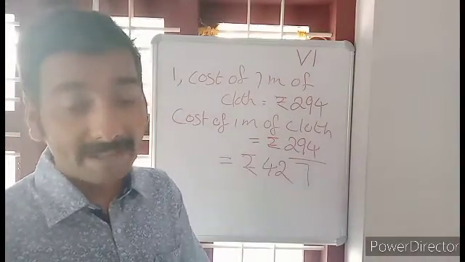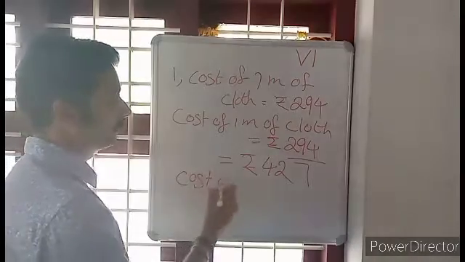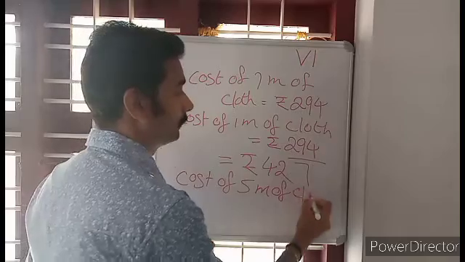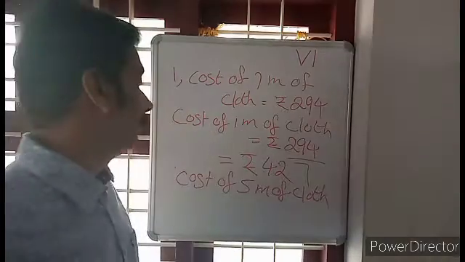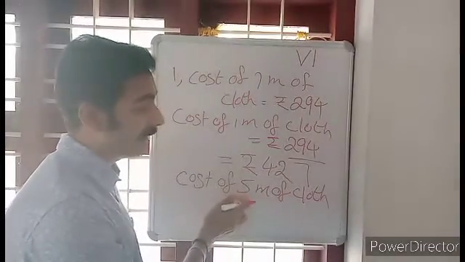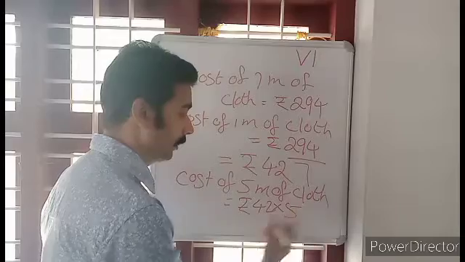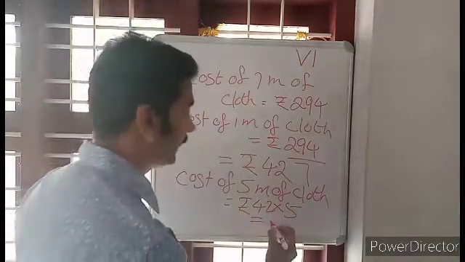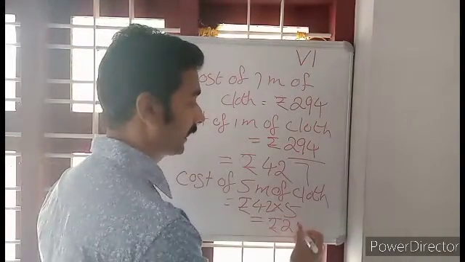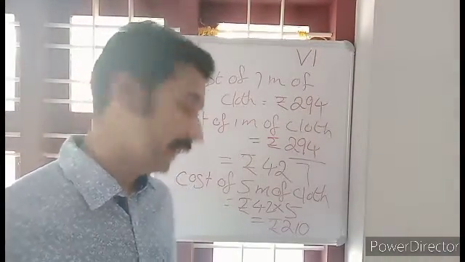Then the question is to find the cost of 5 meters of cloth. Therefore, the cost of 5 meters of cloth, with this one being the cost of 1 meter, means rupees 42 into 5. That is rupees 210. Clear? Okay.